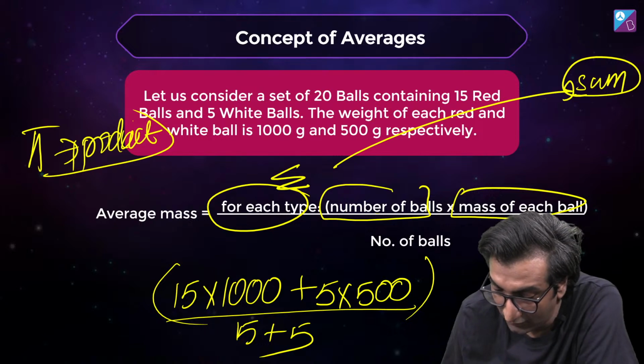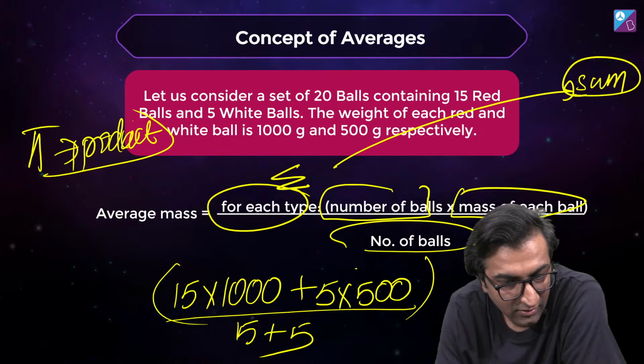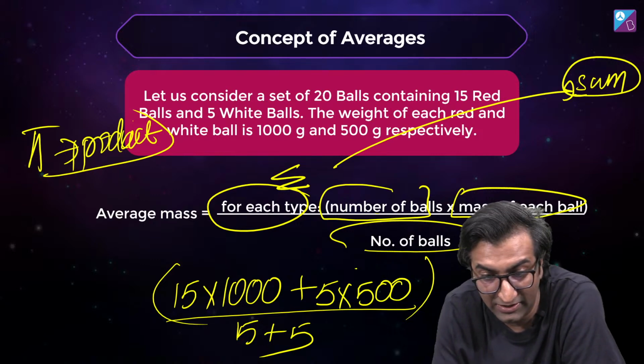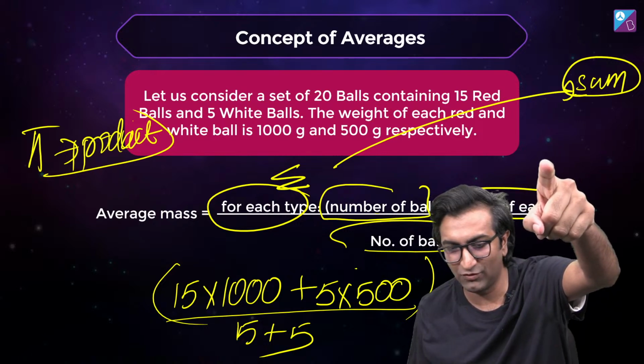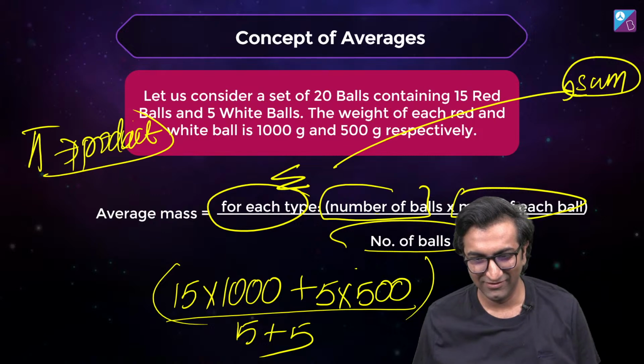For each type, number of balls times mass of each ball divided by number of balls. So what is this going to be? Understood? Okay. Let's go. Can you tell me? 875. Sonia, fastest finger first. Look at that. Sonia on the NEET channel wins this round. Sonia, good job. Easy, right?